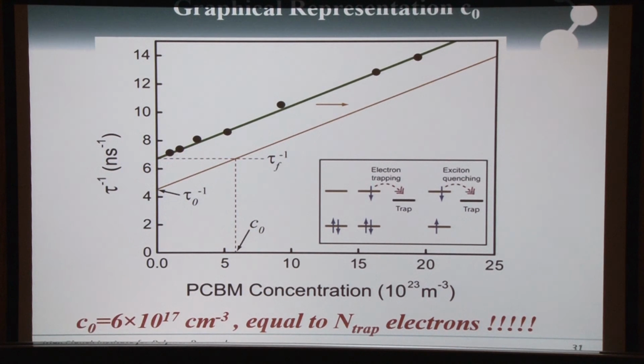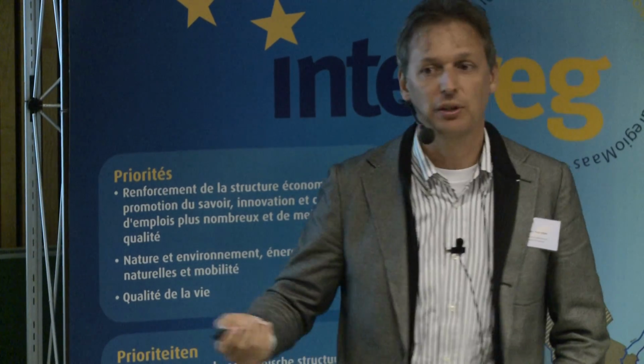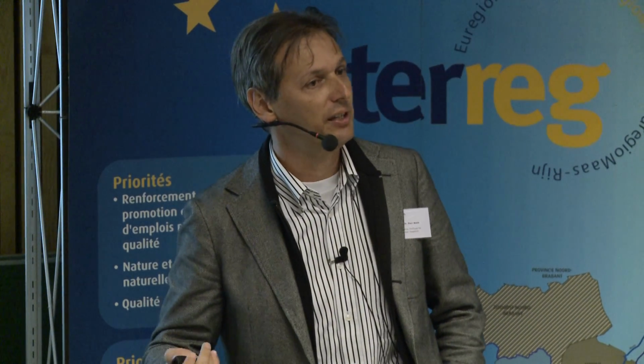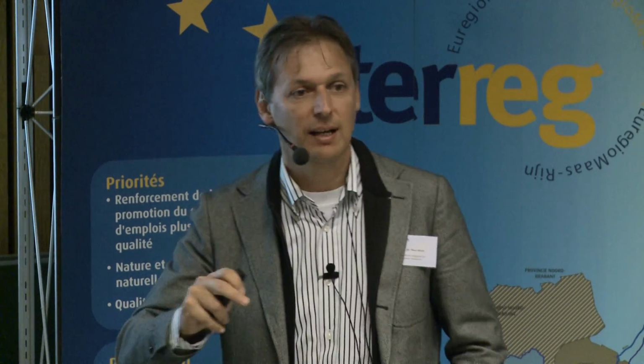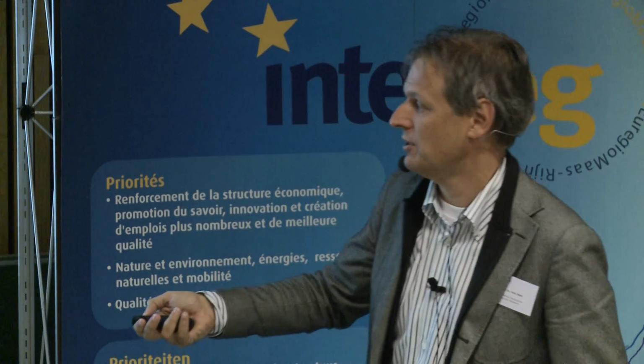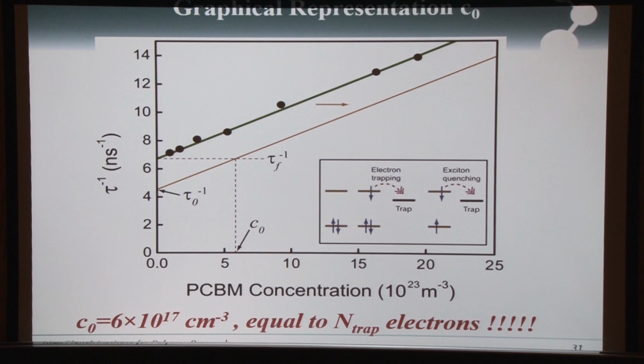Now it turns out, when you look at the number, it's this number. And from IV curves, we modeled 5 times 10 to the 17 for the electron traps. And from time-resolved measurements, which has nothing to do with current, we find 6 times 10 to the 17 for exciton quenchers. That seems to be too much of a coincidence.